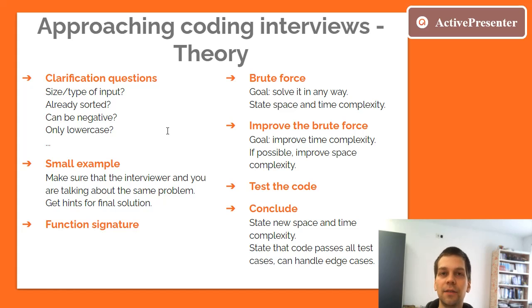Step 1. Ask clarification questions. This is very important because without establishing what is the problem at hand, what exactly has to be solved, it's very hard to give an optimal solution. So think about things like, what is the size of the input? Is it only integers? Can it be characters? Do we know something about the input, as in, is it sorted? Is it only positive? Are there some constraints?